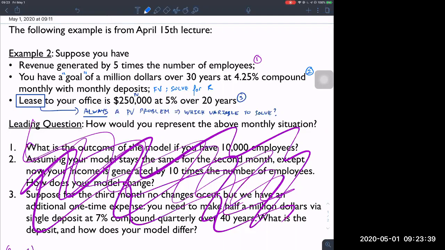Actually, let me see if I have this written out already. Yeah, okay, good. Almost time for the stock market to open, which is nice.